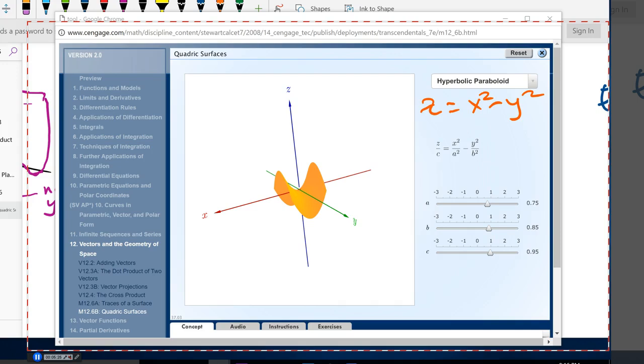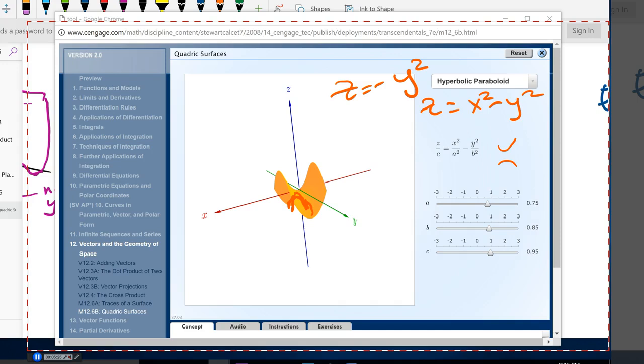This is a hyperbola. So when z is a constant, you have hyperbolas like this. And then when you look at x is 0, you have upside down parabolas. So when x is 0, you have z equals negative y squared. So here where x is 0, where we're looking at just the y and the z, you have upside down parabolas. It's here.